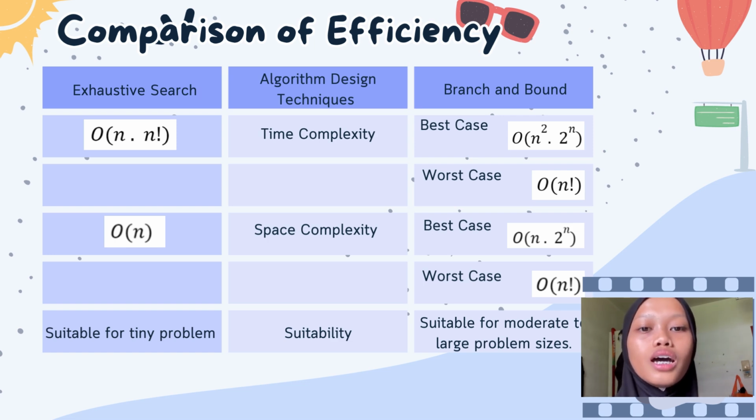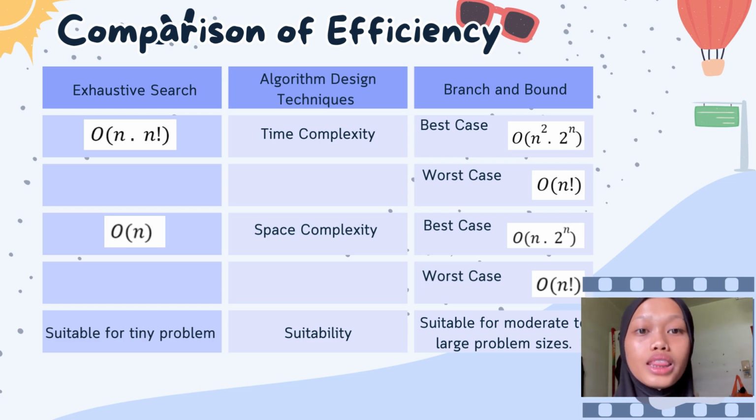Next, we move to the space complexity. Exhaustive search has a space complexity of O of n, which means it uses a linear amount of memory relative to the input size. Branch and bound has a best case complexity of O of n multiplied by 2 to the power of n, and a worst case complexity of O of n factorial. This shows that it can potentially use a significant amount of memory, especially in the worst case.